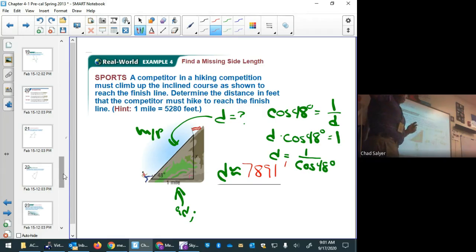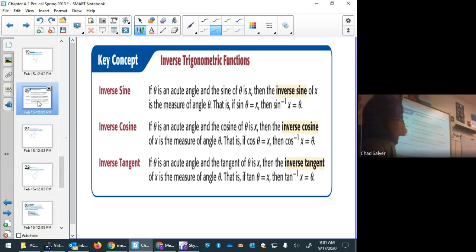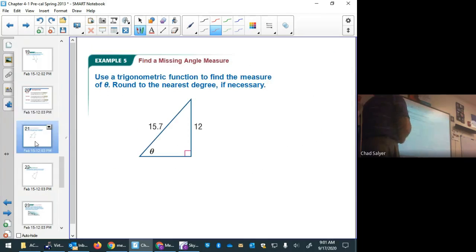Questions before we move on? We're going long today. That's okay. Inverse trig functions. Remember, they undo what the function does. So let's do an example with an inverse trig function.